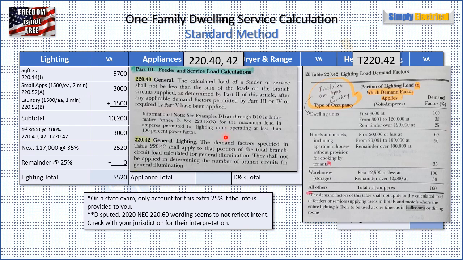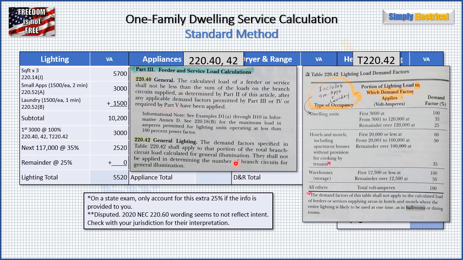Okay, 220.42, general lighting. The demand factor specified in Table 220.42 shall apply to that portion of the total branch circuit load calculated for general illumination. They shall not be applied in determining the number of branch circuits for general illumination. Okay, let's take the last one first. It just says these cannot be applied in determining the number of branch circuits. You don't go to this table over here to figure out how many branch circuits you're actually going to have. That is determined differently, and that's a different subject because we're dealing with the service calculation, not branch circuits.